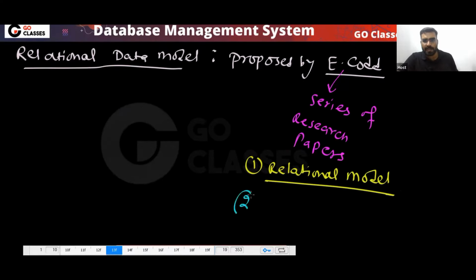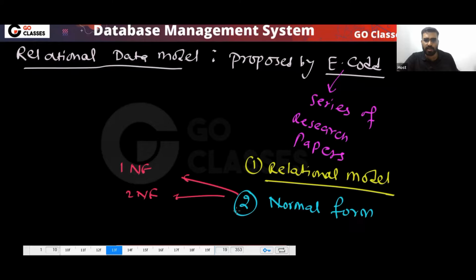Then in the second research paper, he described some more concepts, like normal forms. In this paper, he gave the concept of normalization. He gave the concepts of 1NF, 2NF, and 3NF. These concepts were given in this research paper.